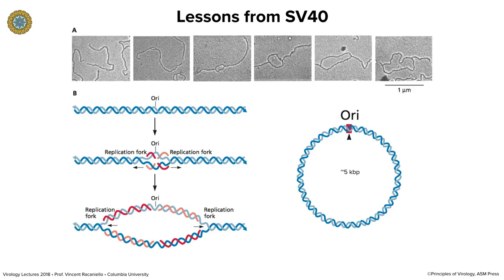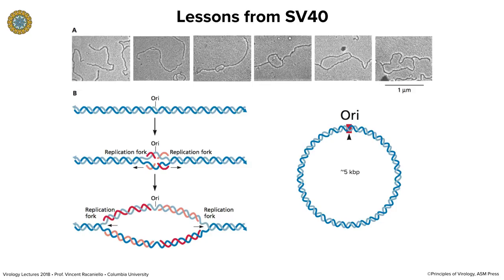So the genome is a circular double-stranded DNA molecule, has a single origin of replication. And what that means, of course, is that that is where DNA synthesis initiates. And it goes in both directions from the origin. So it's bidirectional. And you can see on the left, we're showing you a schematic of that, the origin. The replication fork is forming, and then the forks go in both directions.